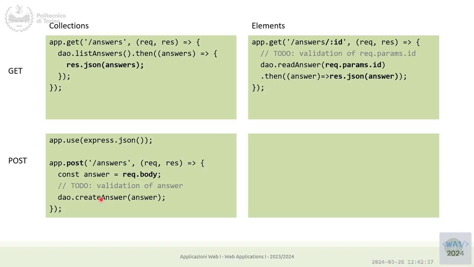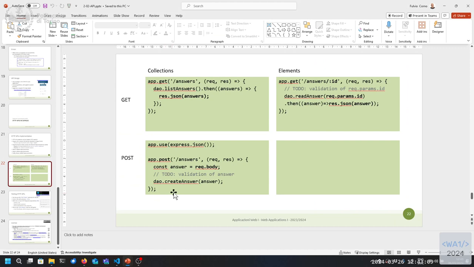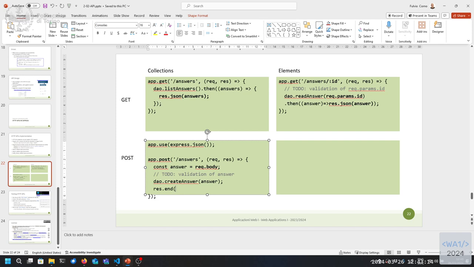Oh, by the way, this is wrong because it doesn't close the response. So this code is wrong because there's no response.end or response.send. So this will leave the client in timeout. I sent the request, the data is being saved in the database, but the client doesn't know it. So we must add at least a response.end. If I don't need to provide any result, at least let's return a 200 code saying the operation was complete.